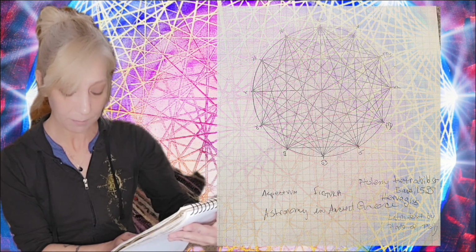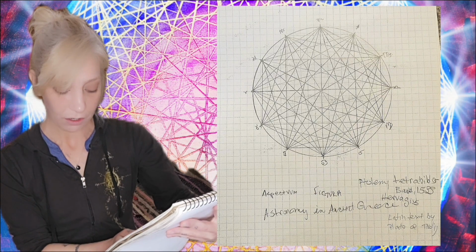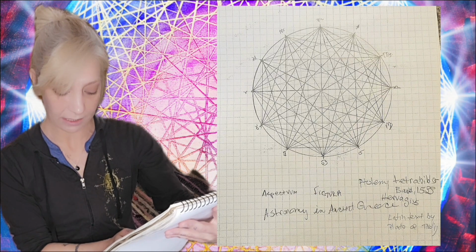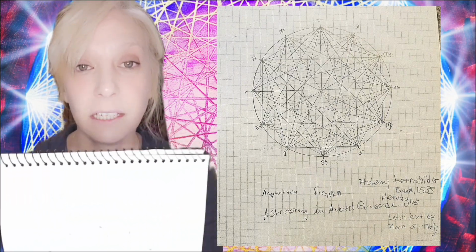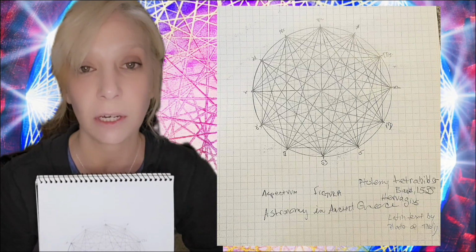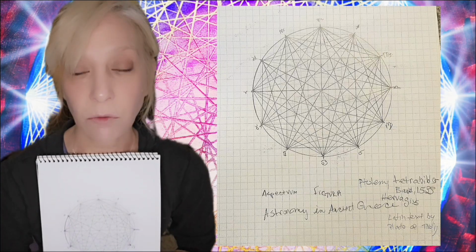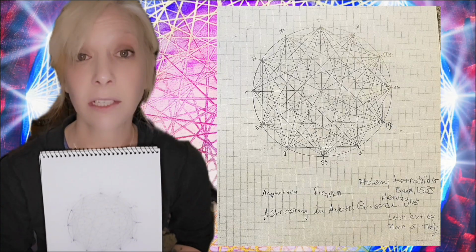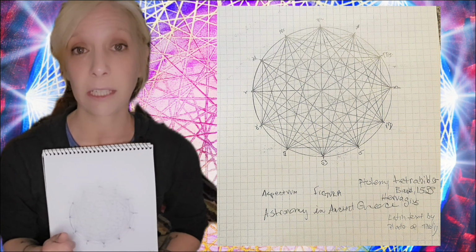Now I'm looking at the Aspectus Figura, the Ptolemaic Tetrabiblos, Basel, 1533, Hervagius. Sorry, Latin text by Plato of Tivoli. My handwriting is horrible because I just scribbled it, but this is basically Euclidean geometry, right? These are the straight lines and the angles and how all of those angles interact with each other within 30-degree segments in a wheel. 30 degrees is 12 segments in the 360-degree wheel.